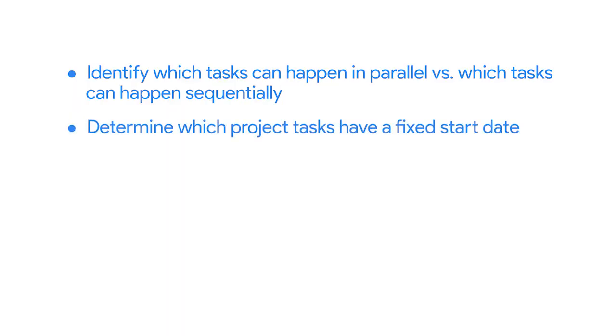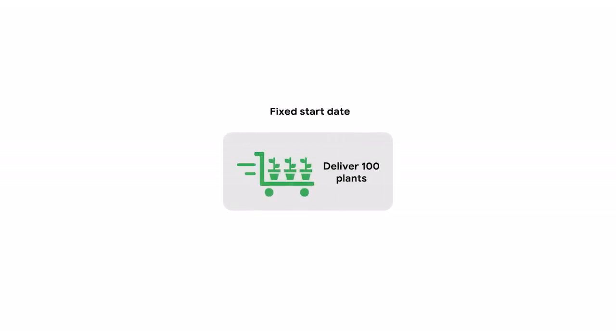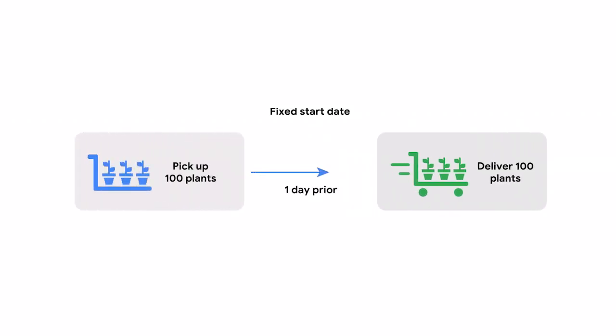You also need to determine which project tasks have a fixed start date. A fixed start date refers to the date on which you must start work on your task in order to achieve your goal. Identifying whether or not your tasks have fixed start dates can help with capacity planning because it helps ensure that you'll have the right number of people available to complete tasks on time. For example, let's imagine that your contract says you'll need to deliver 100 plants on a specific date. That means that the task of picking up those plants has a fixed start date of 1 day prior to delivery.